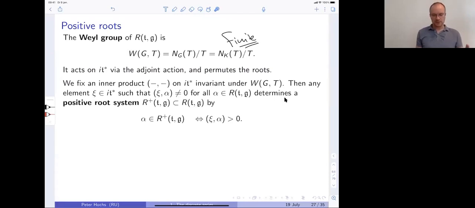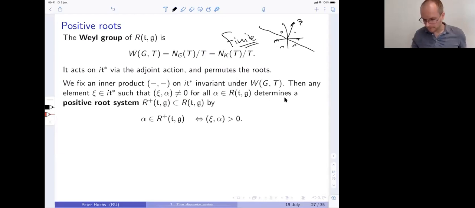Okay, now we fix an inner product on this vector space, which is invariant under the action of this Weyl group. It's a finite group, so we can do this. Now, if we have an element ξ in this dual space for which the inner product with all roots is non-zero, then we can pick out half of the roots by the requirement that the inner product with this ξ that we fix is positive. So say, for example, this root system. You pick some element ξ which is not orthogonal to any of the roots. Then you pick the ones which have positive inner product with that ξ, and in this case, it's these 3 roots. So it's a way to pick out half of the roots which lie on one side of a hyperplane. And it depends on the choice of this ξ. And we call them the positive roots.